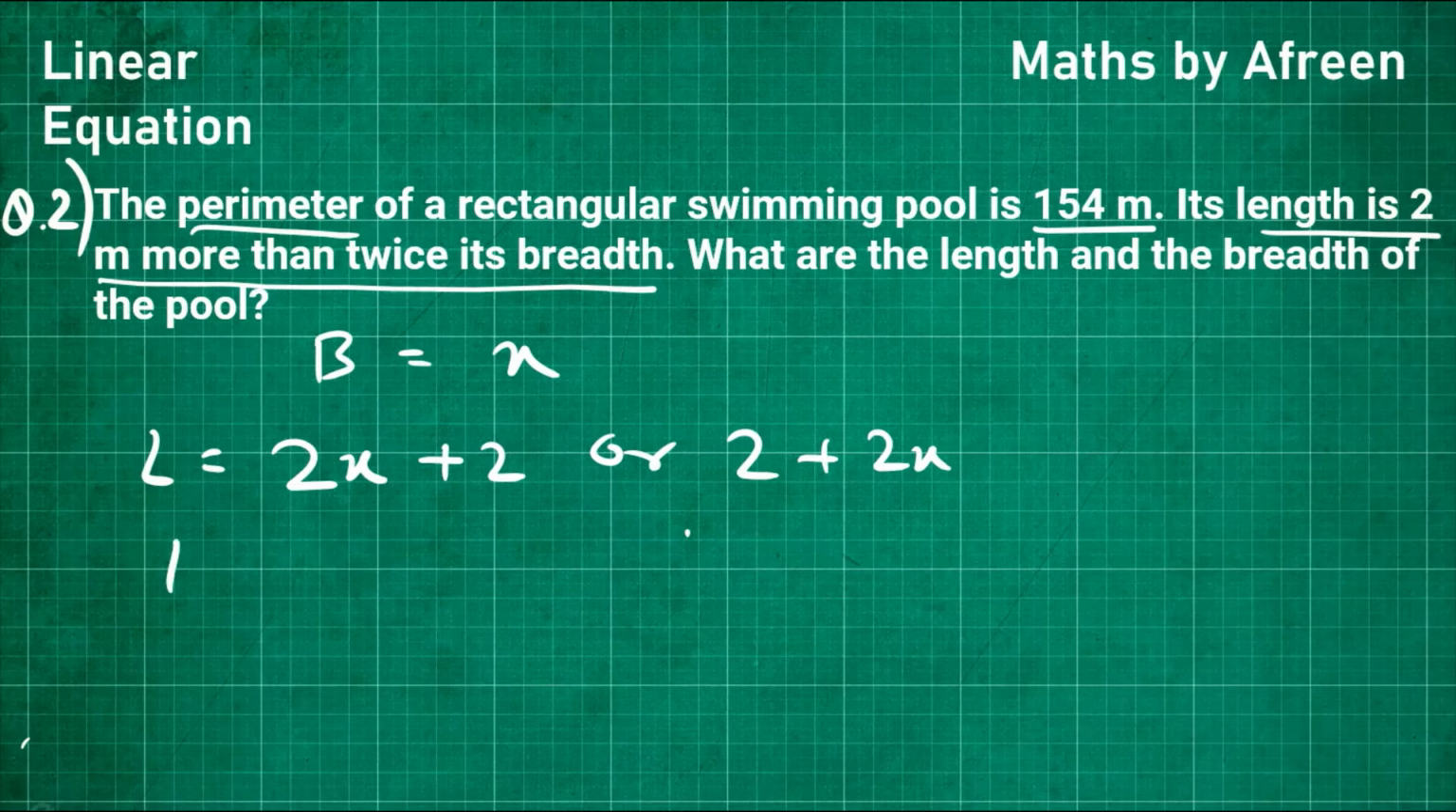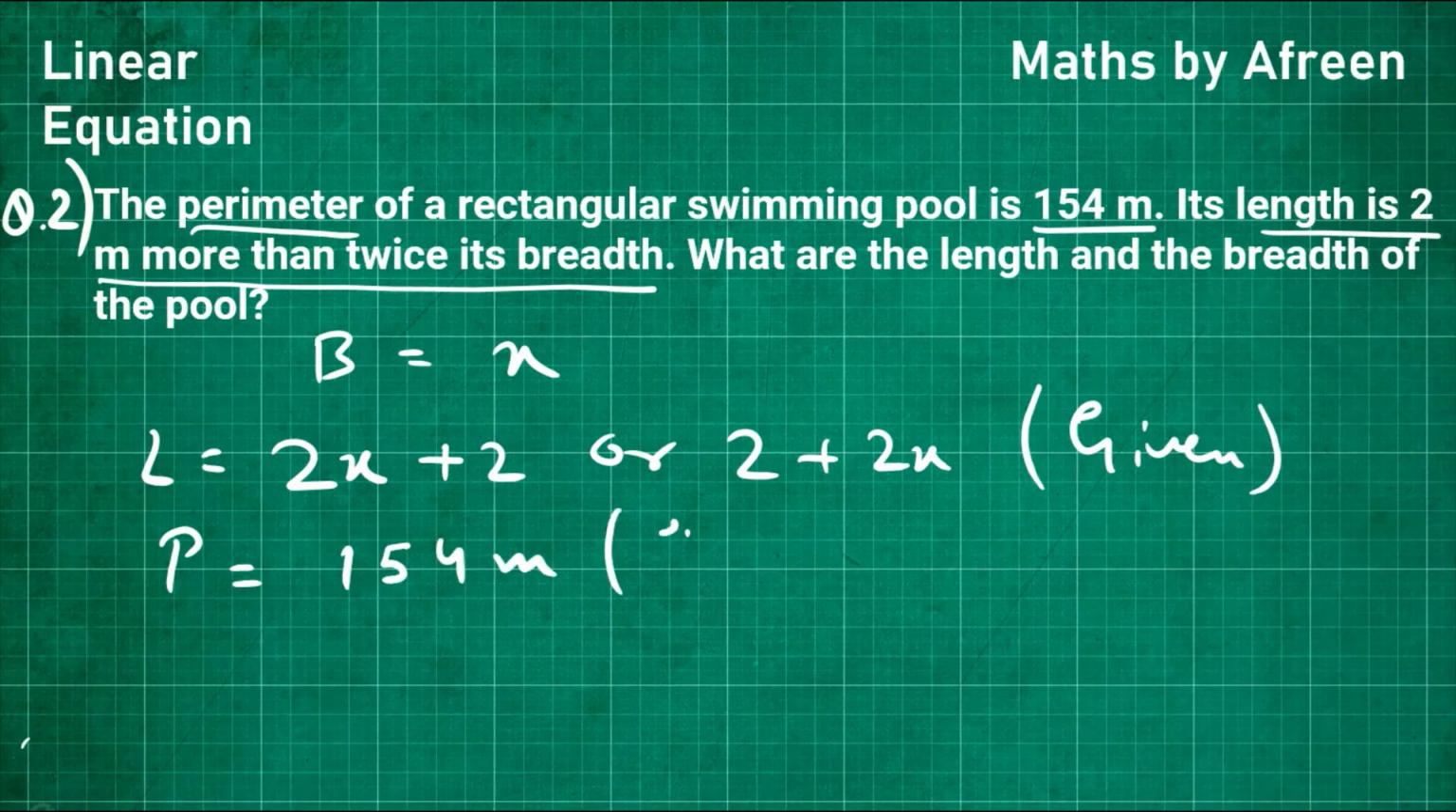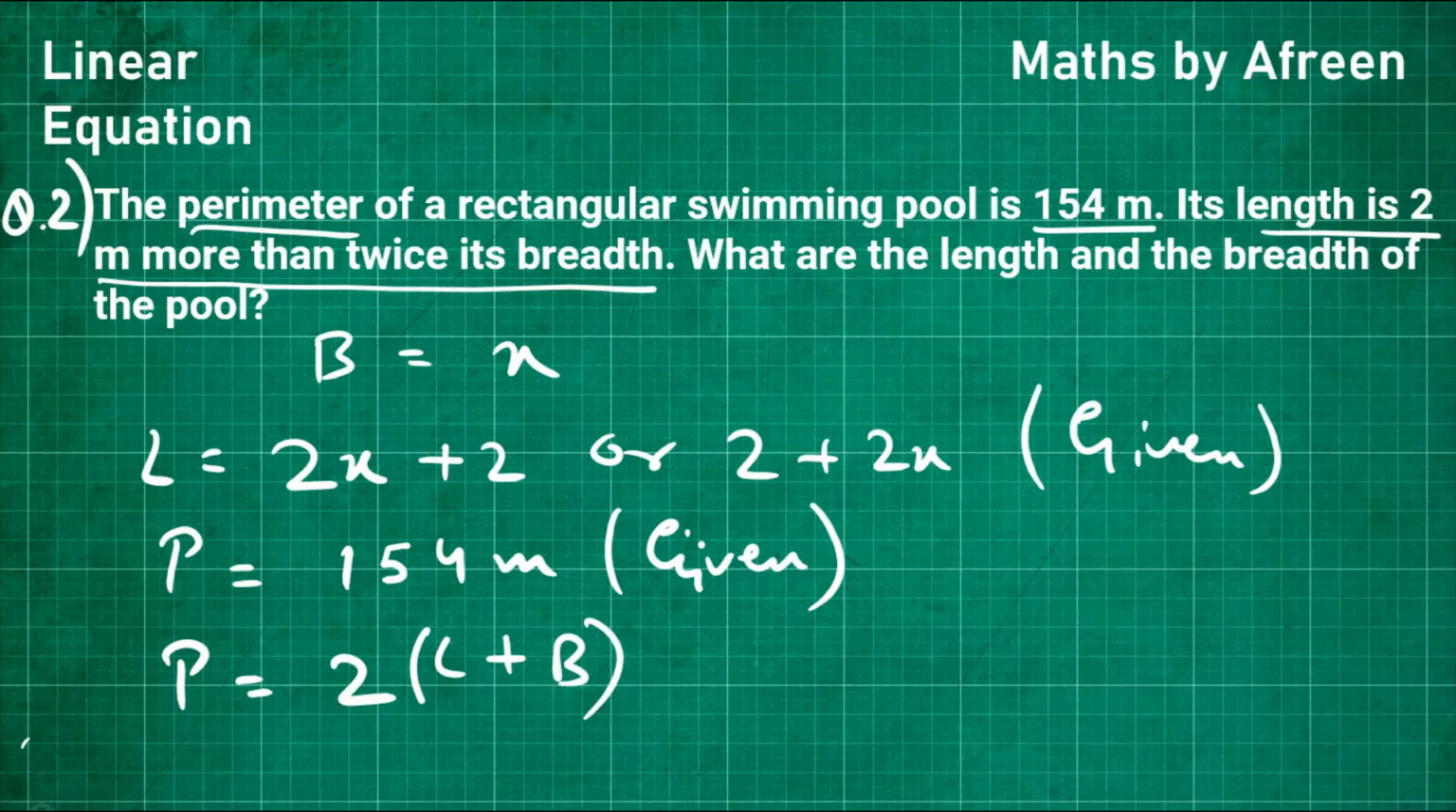Now we will write the data of perimeter. It is given, 154 meter. After collecting the data, we will write the formula of the perimeter of a rectangle. What is the formula of perimeter? 2 in brackets length plus breadth. This is the formula of the perimeter of the rectangle.